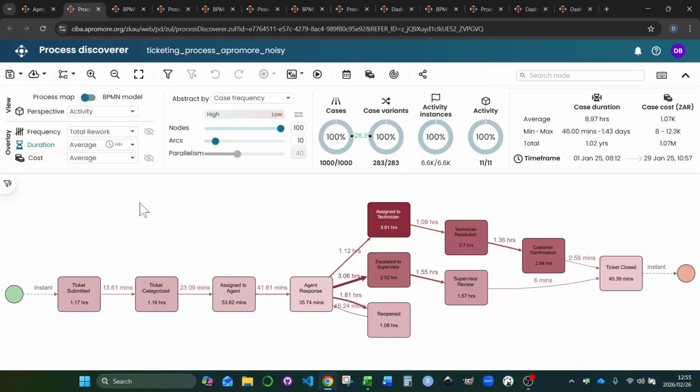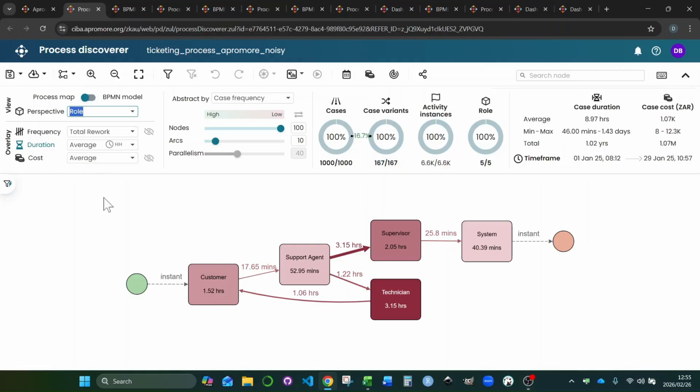In Apromore, the dark and thick paths are the ones to pay attention to. Those are the frequent or slow transitions that dominate the overall experience. Immediately, we can see in this ticketing process that there is a slow processing time for technician assignment and dispatch, pointing to delays in technician self-assignment. Escalations to supervisors also introduce long waiting times, becoming a clear bottleneck.